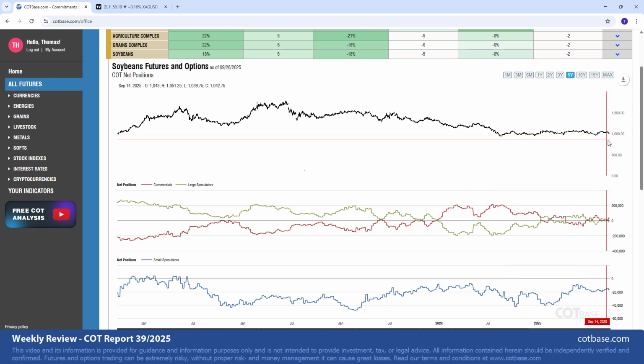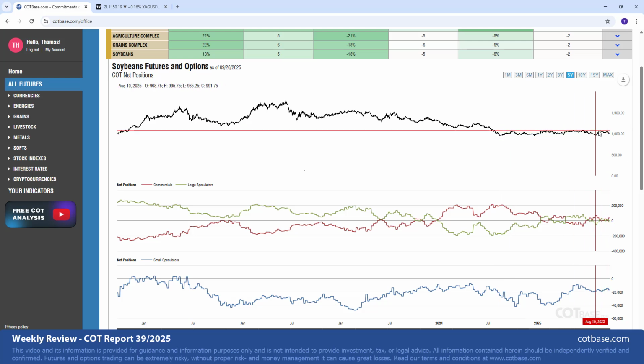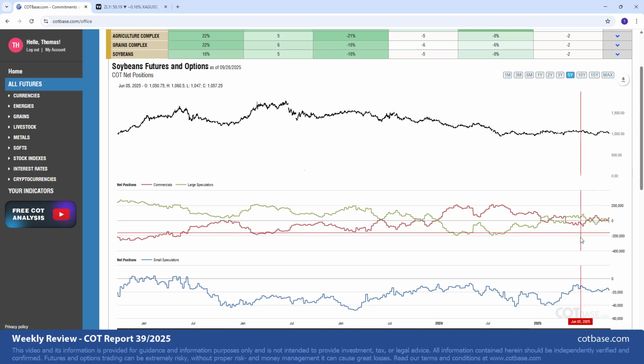So honestly, I wouldn't be surprised if this direction continued in the price of soybeans, while commercials start increasing their net long positions back to, or possibly beyond, 200,000 contracts net long, and large speculators in the opposite direction towards 200,000 contracts net short.